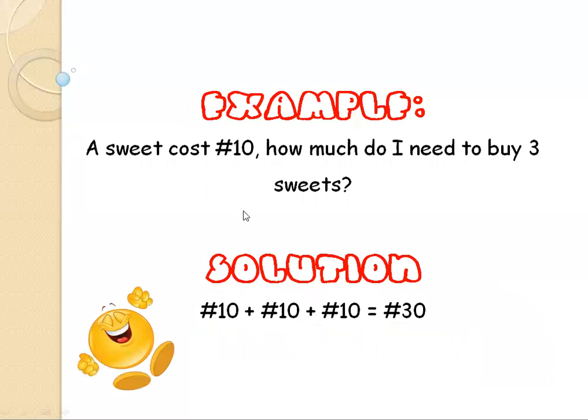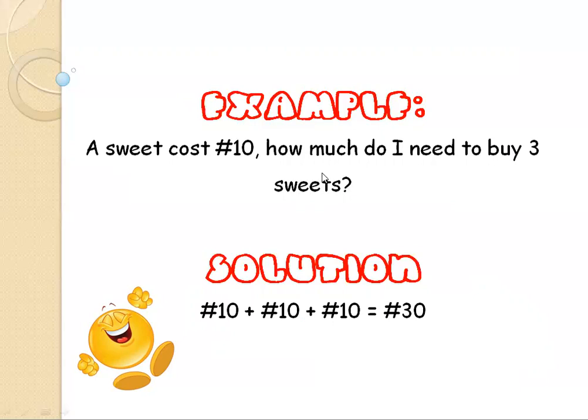This is another example. A sweet. I know a lot of us love to eat sweets. Okay, you can eat sweets, but make sure you don't take too much of it so that it won't spoil your teeth. A sweet costs 10 naira. How much do I need to buy 3 sweets?